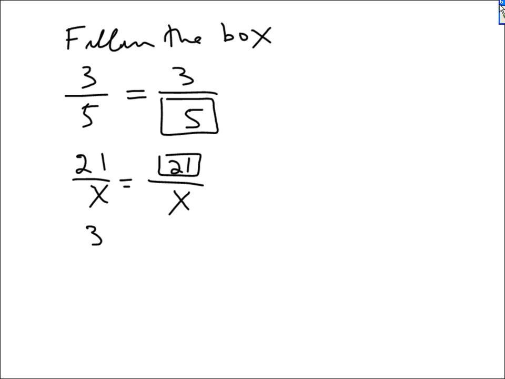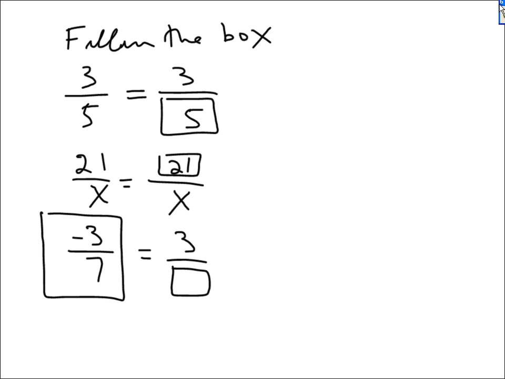Now, if I give you negative 3 over 7 is equal to 3 over box. This one's a little bit different because the tops are not the same. Now, no matter what, the sign of this answer must equal the sign of that answer. I mean, if the left side was negative and the right side was positive, you can't tell me they're equal. But we are claiming they're equal.